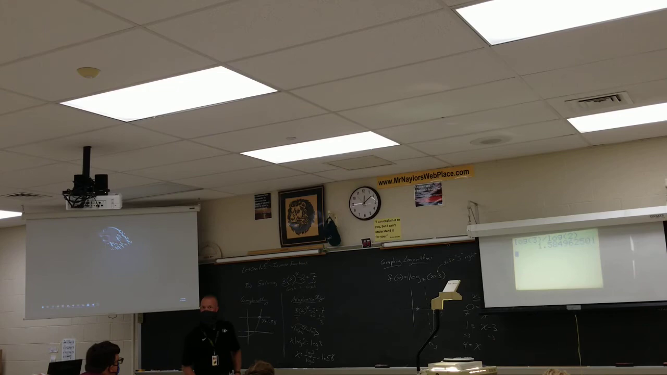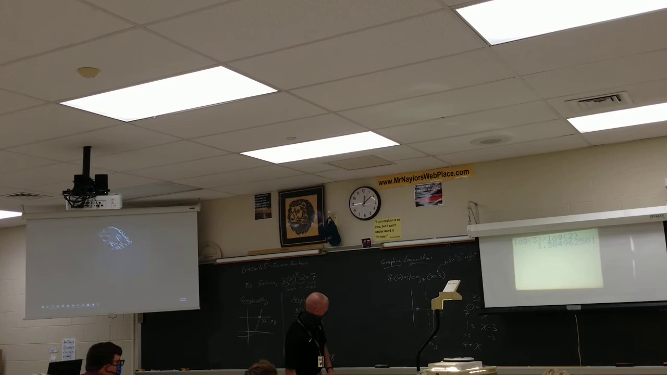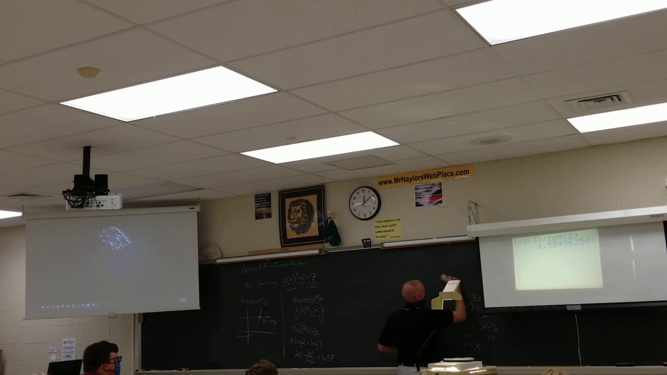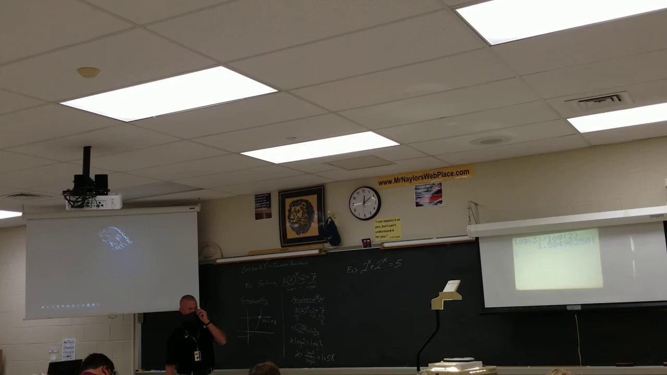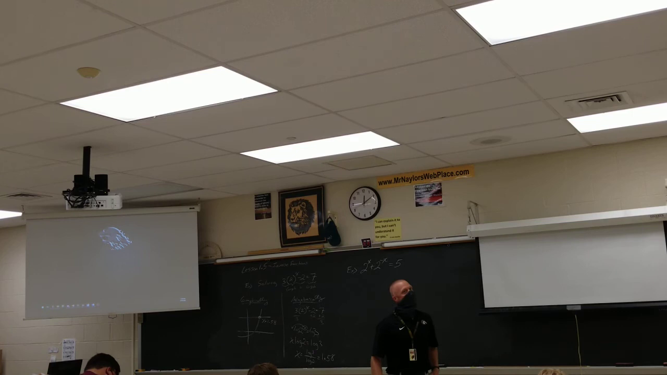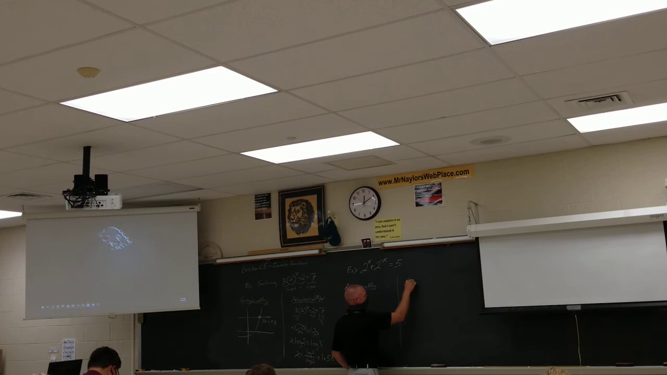How are we doing? We have one more problem. It's kind of like this where we're going to do it both ways. It's a little more fun though. 2 to the x plus 2 to the negative x equals 5. I'm going to switch things up instead of doing it graphically first. We're going to do this one algebraically and then graphically. So 2 to the x plus 2 to the negative x.